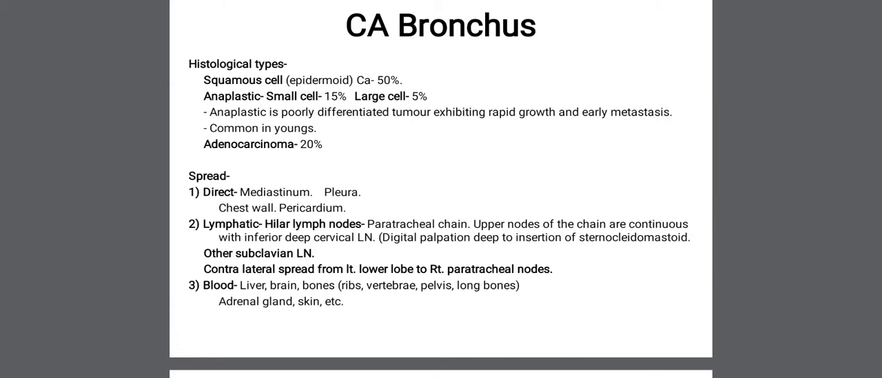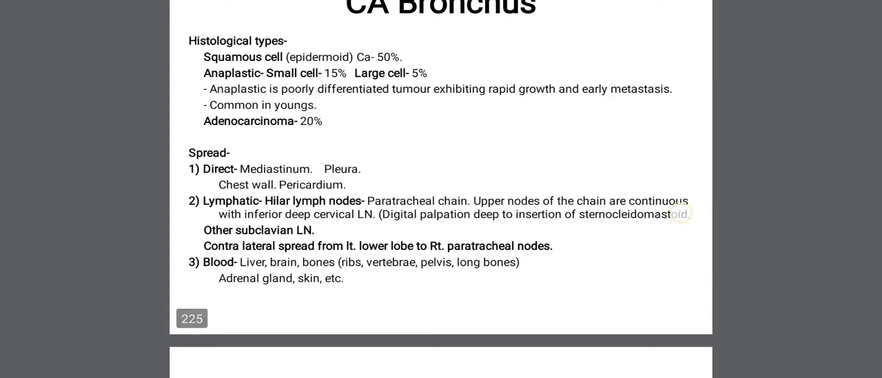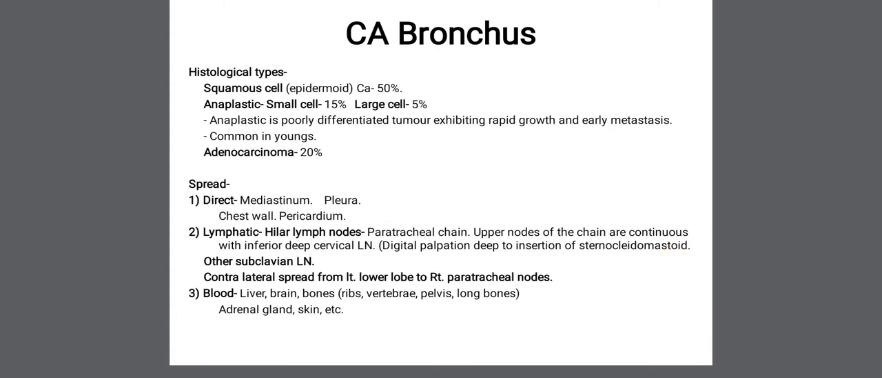In anaplastic carcinoma, it is poorly differentiated. It has rapid growth and early metastasis, and it is very common in young individuals. Then we will see the spread of the growth, how this CA bronchus spreads.